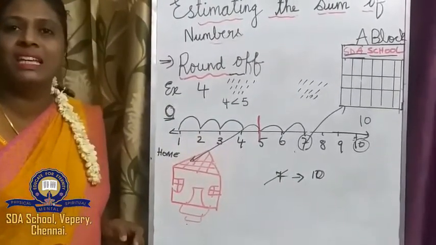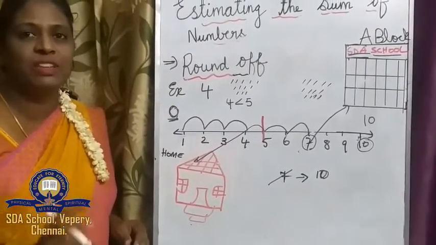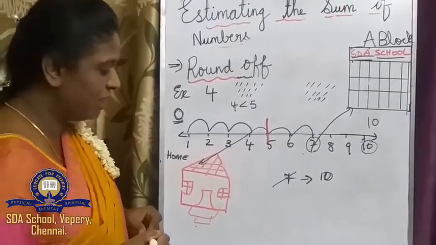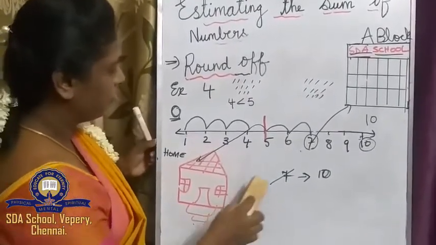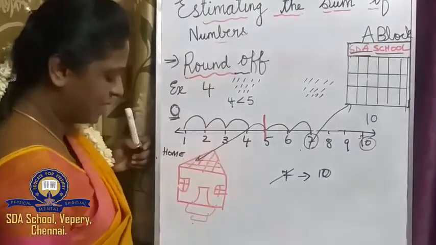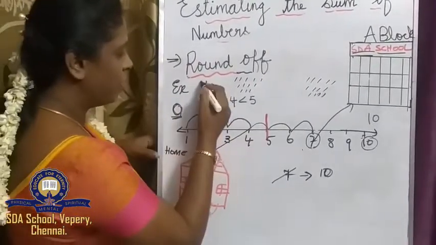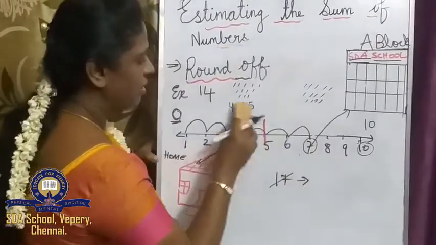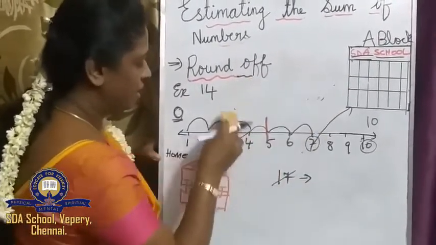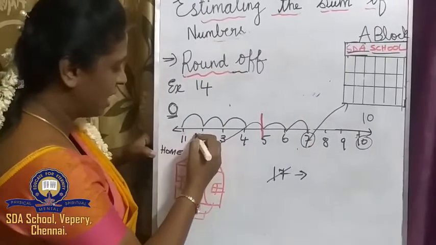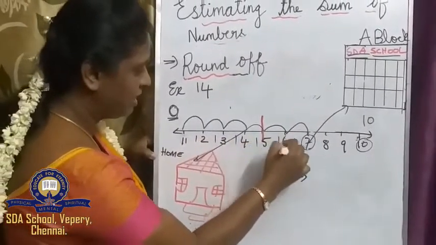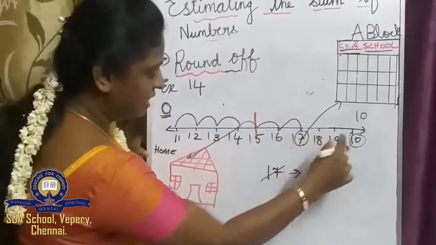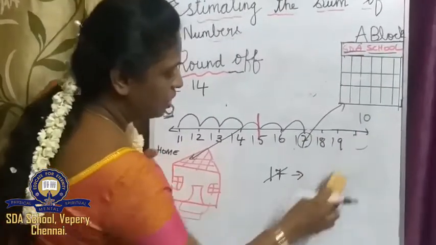Now let us see a few more examples with 2 digits. With double digits, for example, let us take the numbers 14 and 17. Okay children, the same thing. Let us also make it 11, 12, 13, 14, 15, 16, 17, 18, 19 and this will become 20.